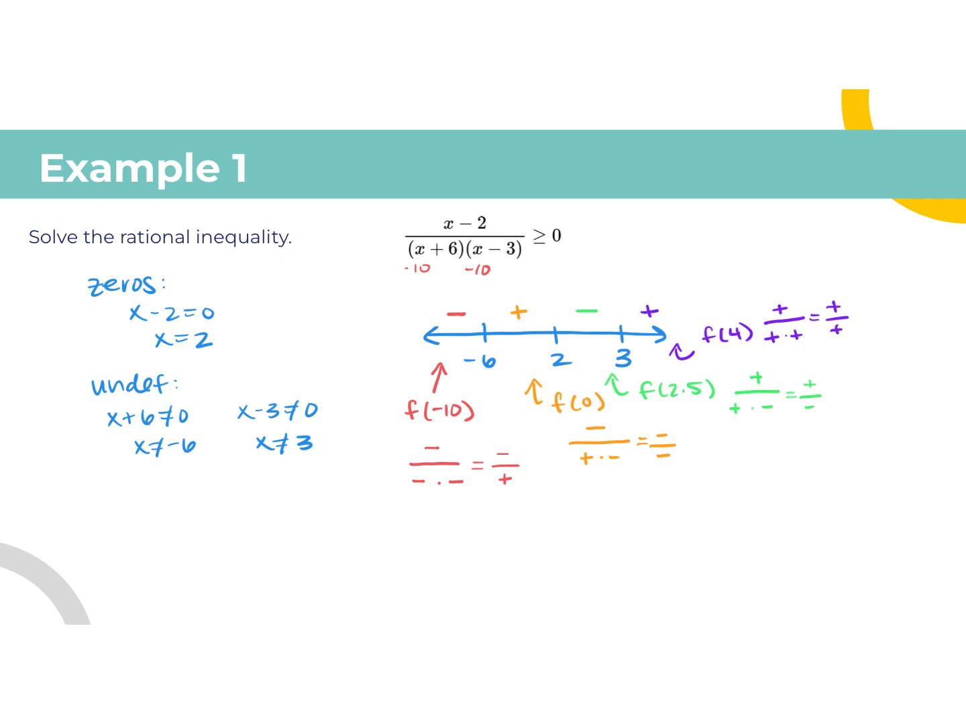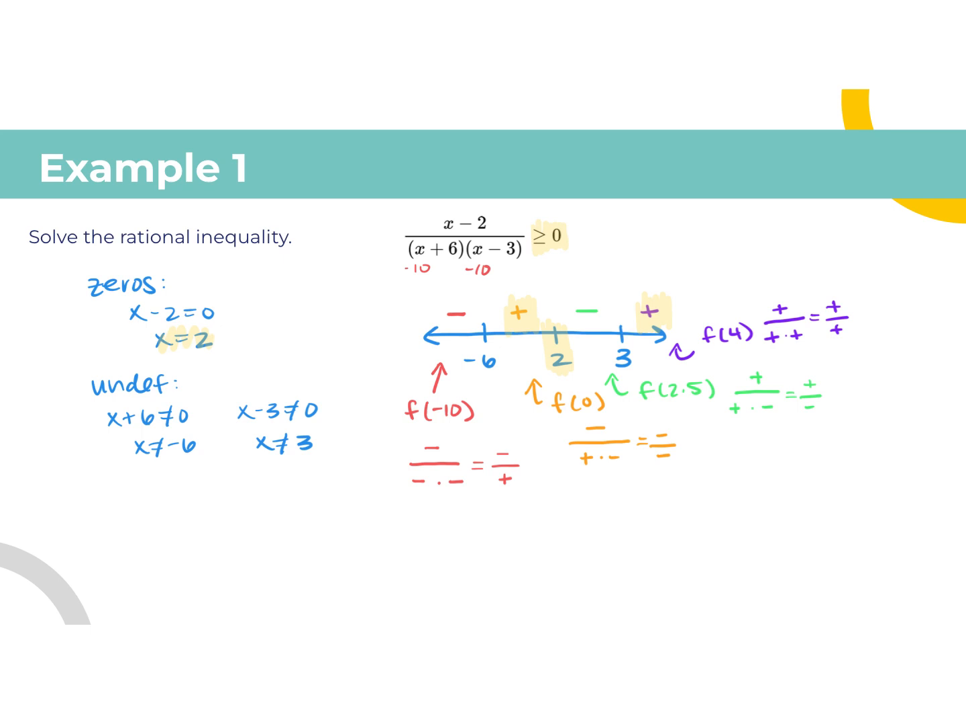Now, I'm going to identify my solution by going back to the inequality symbol. I want where my function is greater than or equal to 0. So I'm going to start with the greater than portions, these positive portions, and then I'm going to look for my zeros. I have to be careful not to include the undefined values. My only 0 is positive 2. I'm not going to include the negative 6 or the 3 in my solution because those are the undefined values.